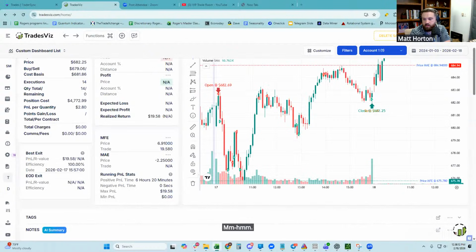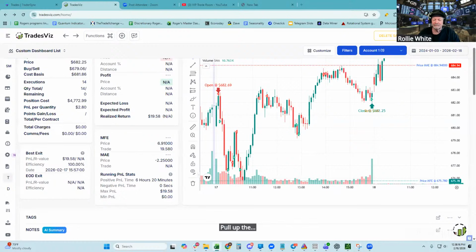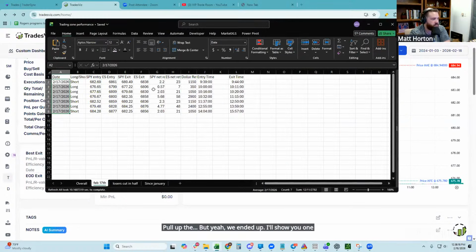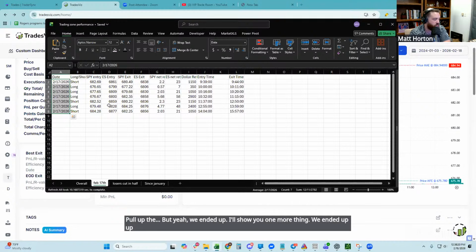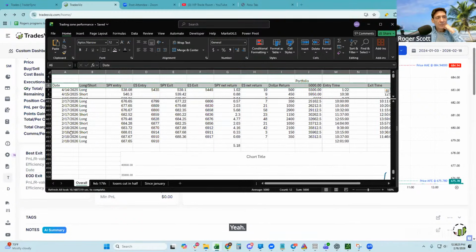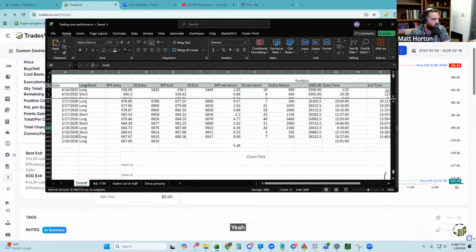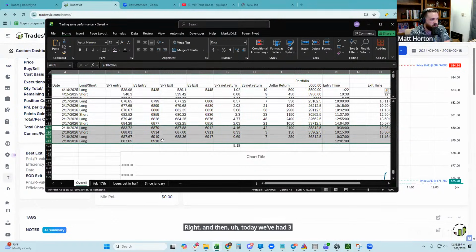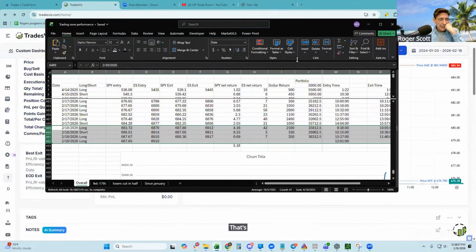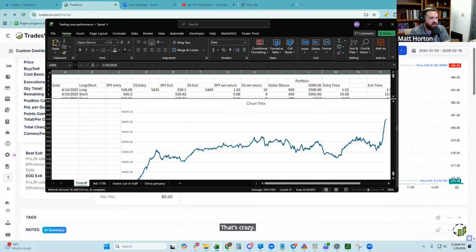I'll show you one more thing. We ended up $19.50, I think, yesterday. Yeah, almost 20 points. And then today we've had 3 trades. We're in a fourth. We're up $5.18. Working on another winner right now. There's our updated equity curve.